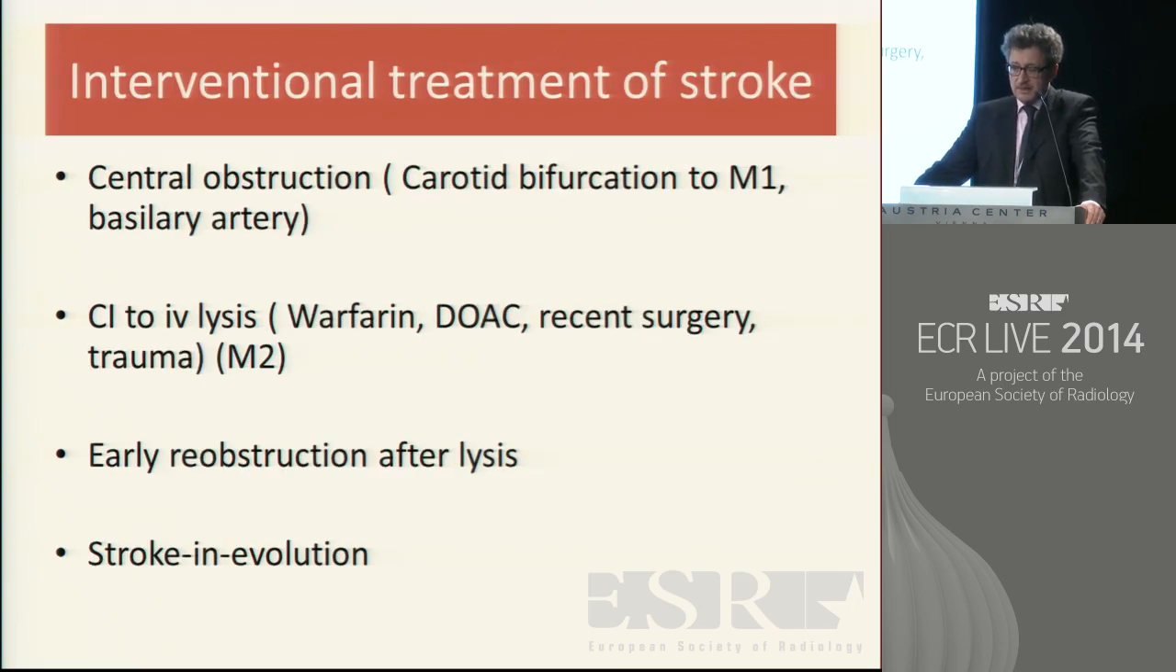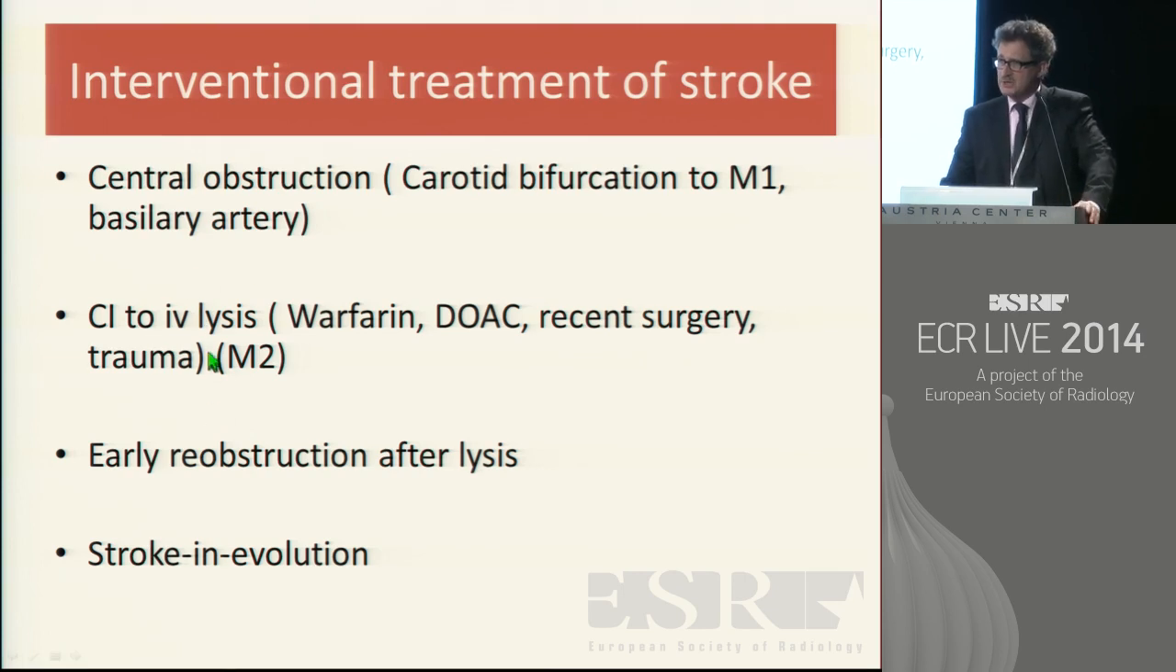When is interventional treatment of stroke indicated? This is pretty clear. In case of central obstruction, which means from the carotid bifurcation in the neck to the M1 segment, the first part of the middle cerebral artery, and in all patients with occlusions of the basilar artery or a functional basilar artery occlusion, which means in patients who have only one vertebral artery and have an occlusion of this lonely vertebral artery. It is also indicated in patients who have a contraindication to intravenous lysis.